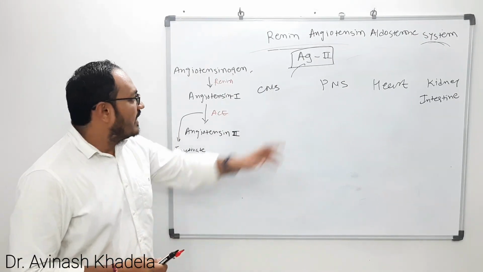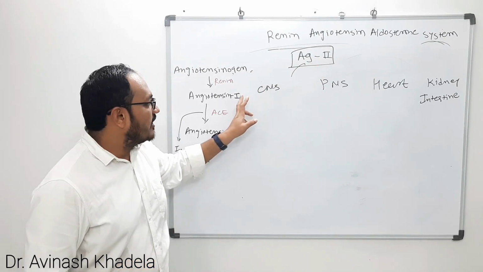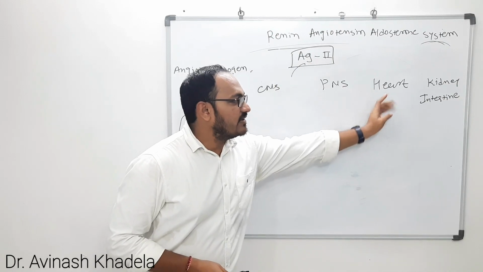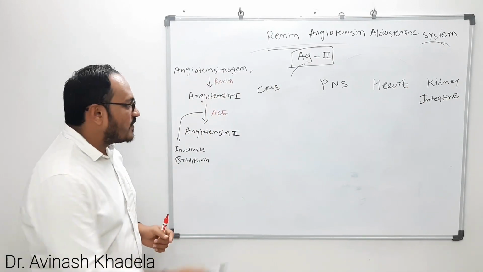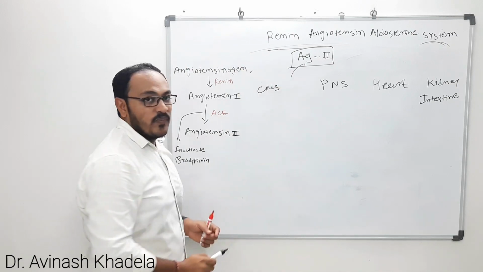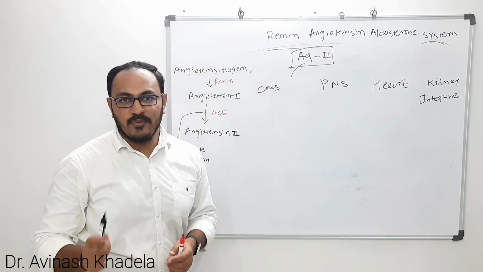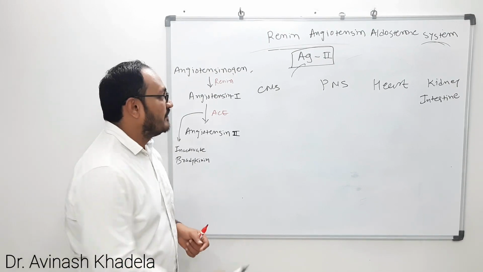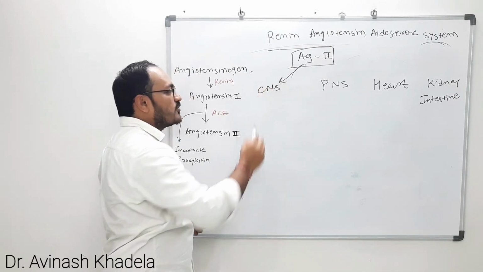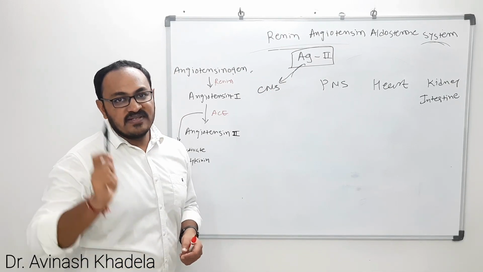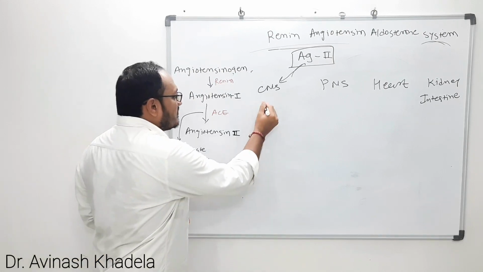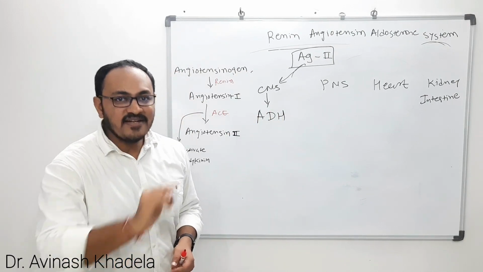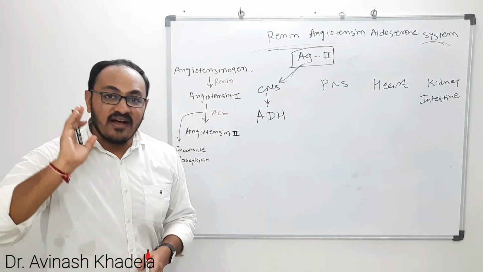Let us understand the angiotensin 2 action in the different components, namely the central nervous system, peripheral nervous system, heart, kidney and intestine. So let's start with the central nervous system. Angiotensin 2 has a receptor in the hypothalamus, and through the hypothalamus it stimulates the posterior pituitary gland. So when angiotensin 2 goes to the central nervous system via the hypothalamus and posterior pituitary gland, it secretes antidiuretic hormone. Now this antidiuretic hormone again acts on the nephron.